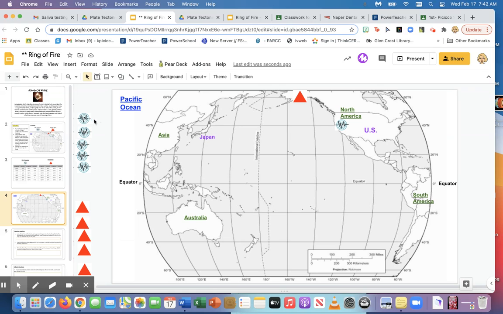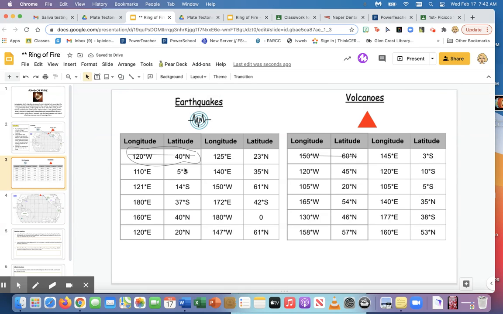We're doing earthquakes. So I'm going to bring 110 degrees east. So here's east down here. And I have to look at the number line. Here's 100. Here's 120. So 110's got to be in between, right? So I'm going to drag this over to 110. Now I have to do the 5 degrees south. So this time I've got to go south, okay?